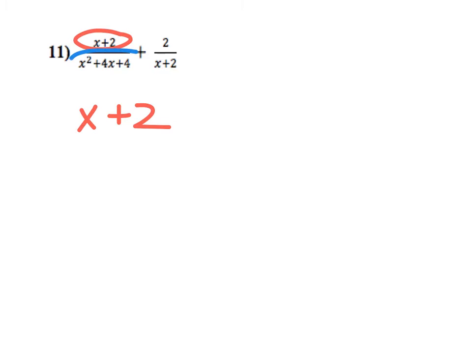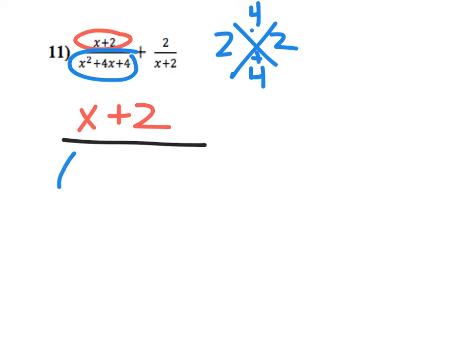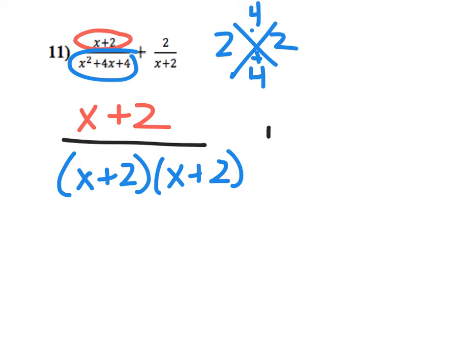But then at the bottom, we have x squared plus 4x plus 4. We can factor that one using the x method. So we're going to have 4 on top and a 4 on bottom. We want something that multiplies to 4 and adds to 4. It's going to be 2 and 2. So on the bottom of my first fraction, we're going to have x plus 2 times x plus 2. And again, we're adding to that, plus 2 divided by x plus 2.